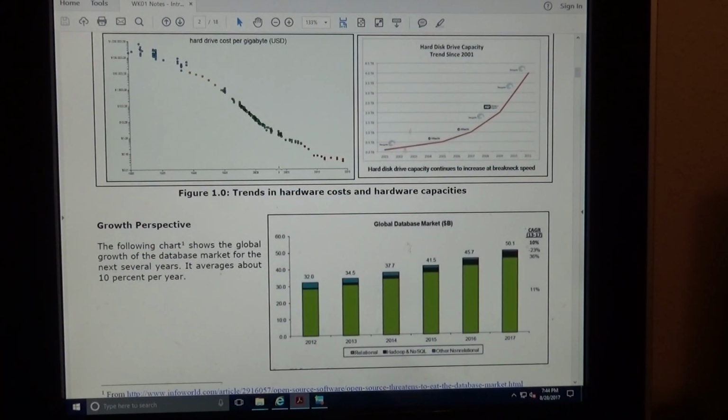So here's also another graph, but this graph shows the global growth of databases for the next several years, and this is as of 2017.